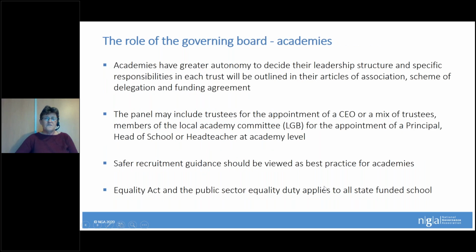Academies do have greater freedom when it comes to deciding their leadership structure. However, the details will be outlined in their articles of association and a scheme of delegation. If you have a situation where you're appointing a CEO for a multi-academy trust, then that panel would be entirely of trustees. However, in the case of a principal or a head of school, you may well have a mix of members of the local academy committee and trustees as well.